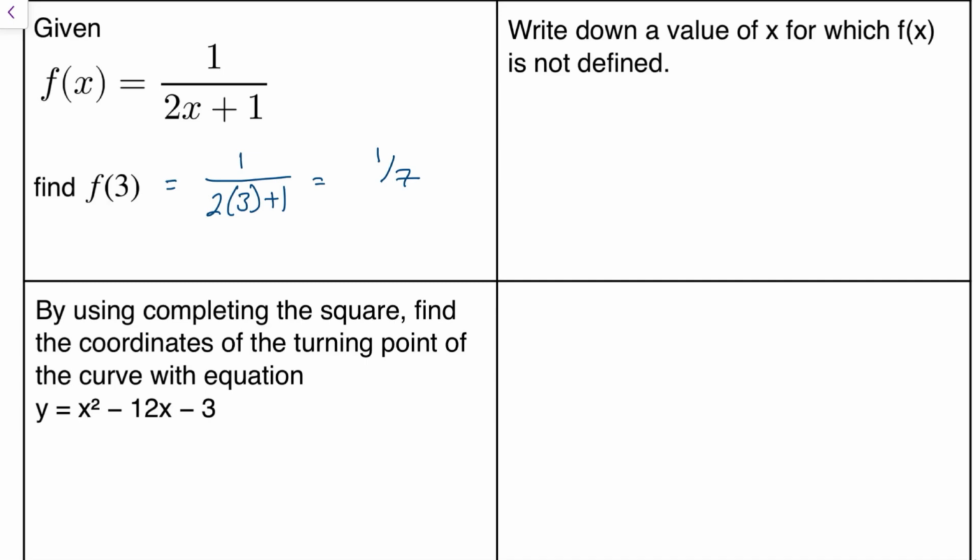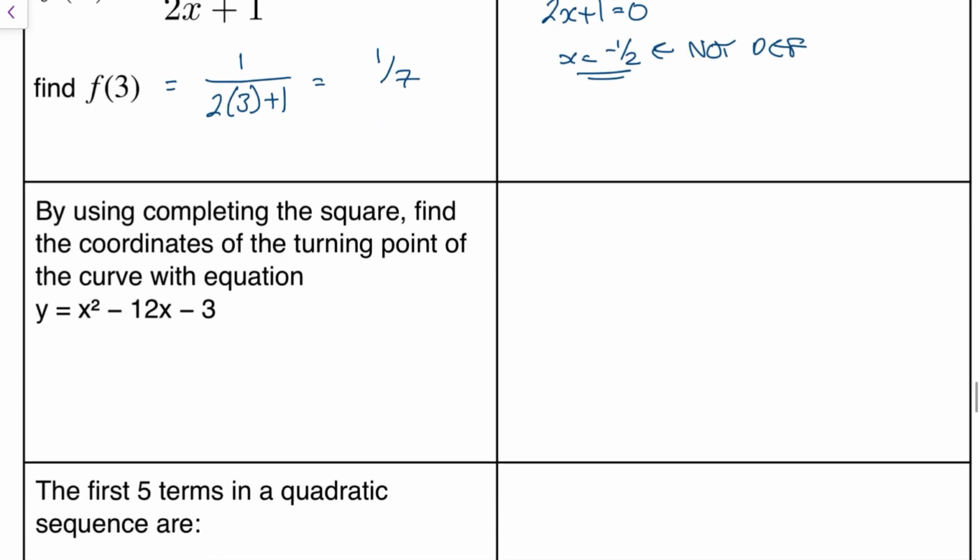Write down the value of x for which f of x is not defined. Well, f of x is not defined where there is no answer. And the thing I can't do is divide by 0. So in other words, it's saying which value of x gives me 0, and that value is going to be minus a half. So therefore my function is not defined for x equals minus a half. In other words, there is no value because you can't have infinity, it doesn't exist.